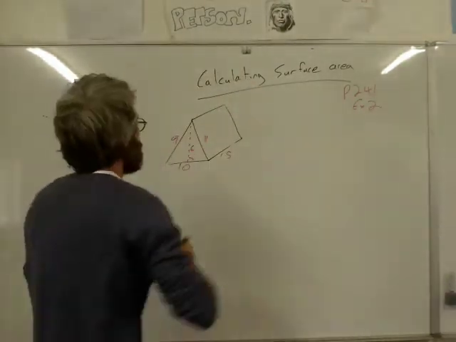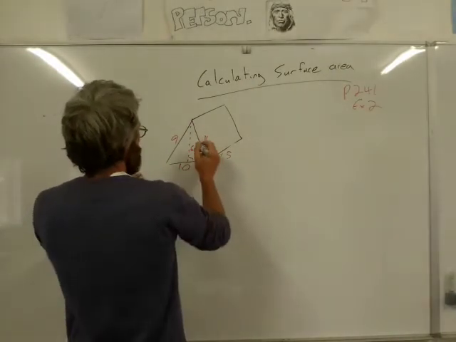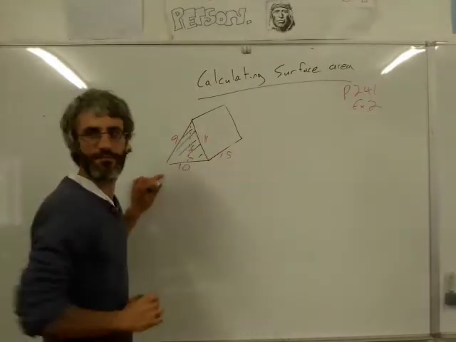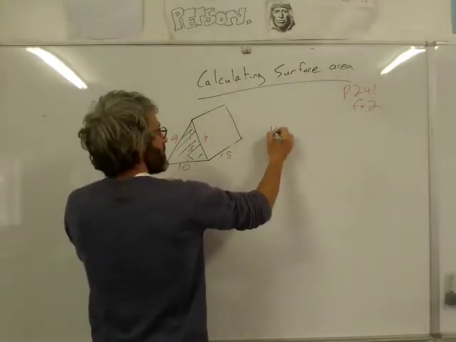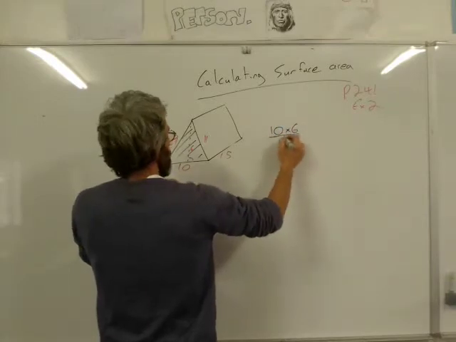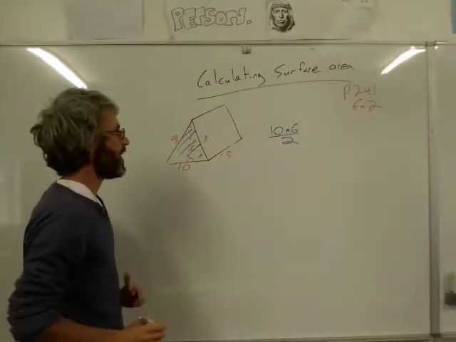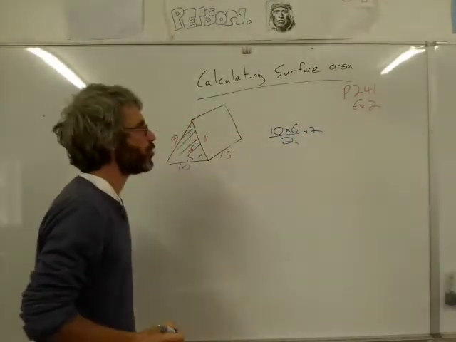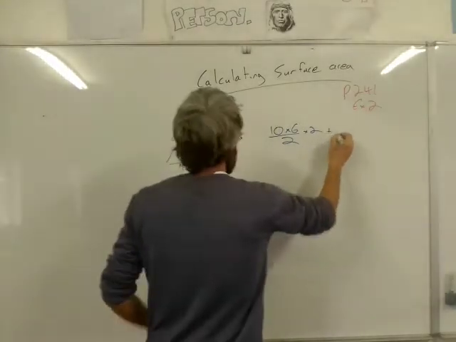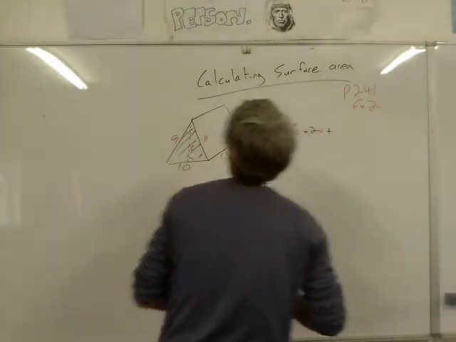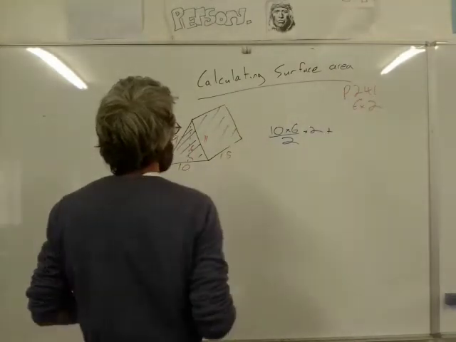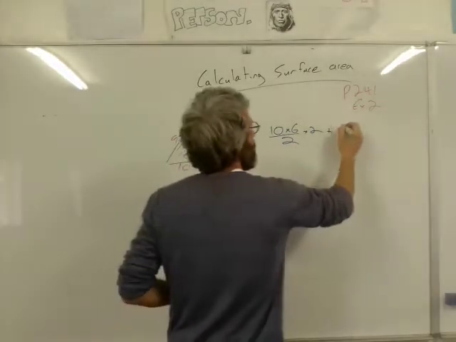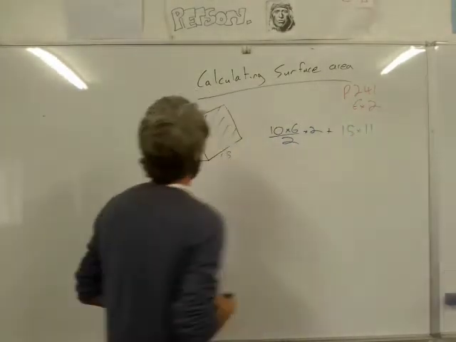So let's do that, okay? So let's start with the triangle. That's a tough one, okay? So the triangle, turn it blue, is going to be base times height divided by 2. So we're going to do the base is 10 times 6 divided by 2, okay? So that's the area of one triangle. But there's 2 triangles, so we're going to multiply it by 2. Okay? Next thing, let's look at the area of this rectangle. Okay? Now, what are the lengths? 15 and 11. So the area will be 15 times 11.